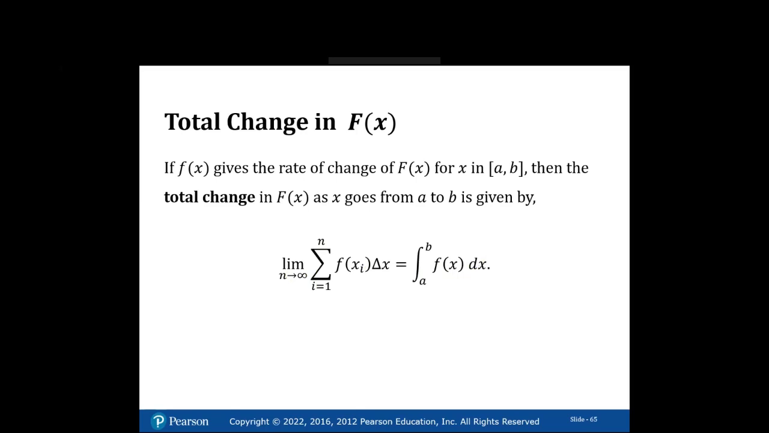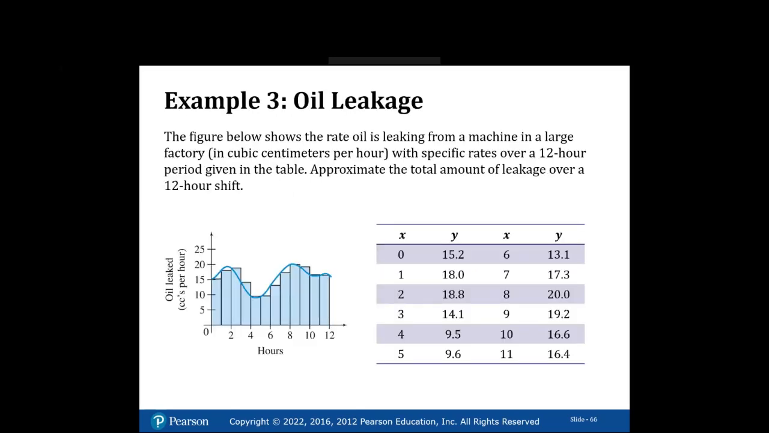And we're going to do an example here. So example, we're looking at oil leakage. This figure below here is showing us the rate that oil is leaking from a machine in a large factory in cubic centimeters per hour, with specific rates over a 12-hour period. So over this 12-hour period, right, they're measuring it. And here is our chart labeled here.